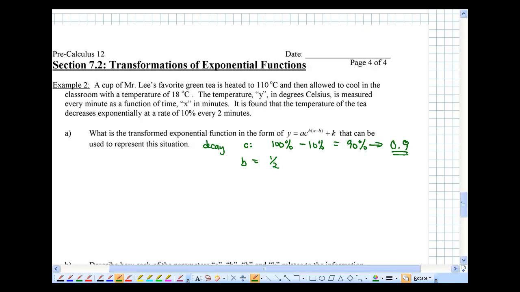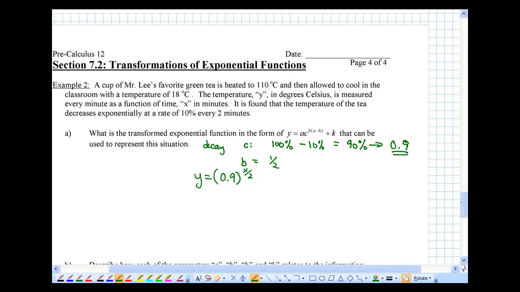Now, also in this case, well, maybe I'll do this first. So we'll start by writing it like this. 0.9, and then it's x over 2, right? Or 1/2 x, up to you. Okay? So now we have to look at the a value, the h value, and the k value.